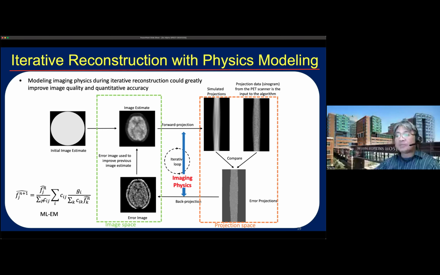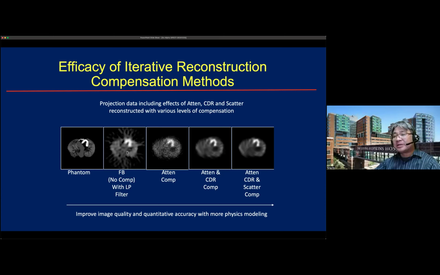And this example shows how effective the image reconstruction-based compensation method can be at removing those degrading factors. Again, we have these phantom images, and from previously, we have the backprojection reconstruction without any compensation. If we include attenuation compensation, the image becomes more uniform, and we don't have the dark in the center and the bright on the edge.